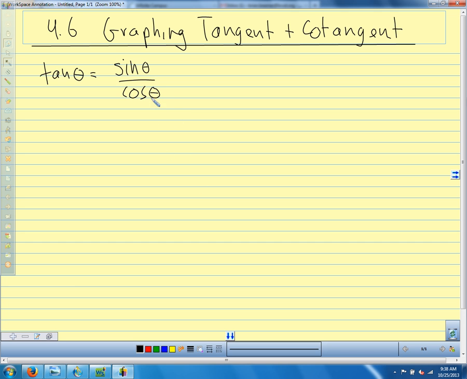What do we have to be careful with when we have functions where we're dividing a function by a function? It can't be zero. So what's going to happen to this function when the cosine of theta equals 0? Okay, so our function is going to be undefined. And what happens to the graph of a function when we have an undefined function? We get asymptotes.